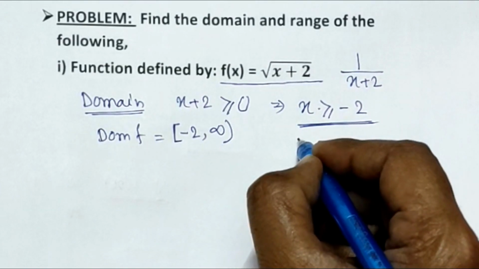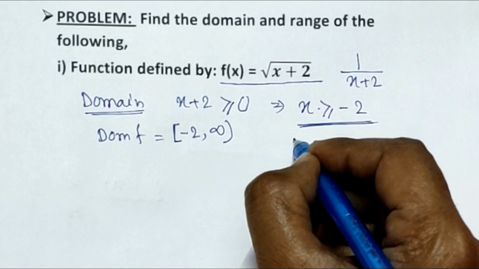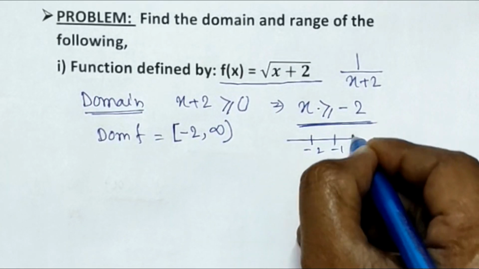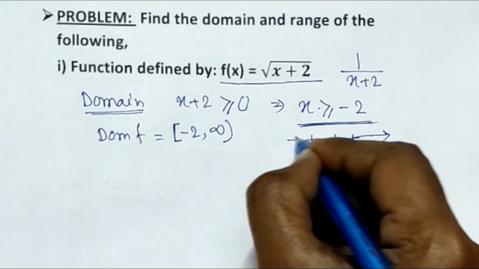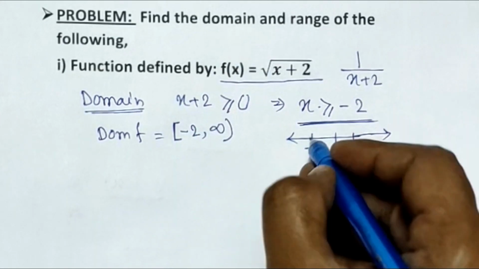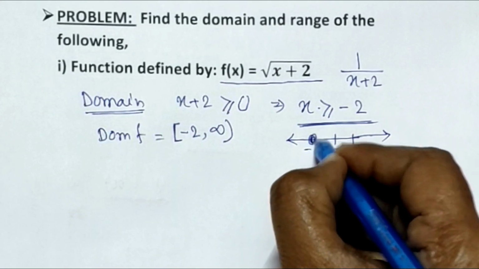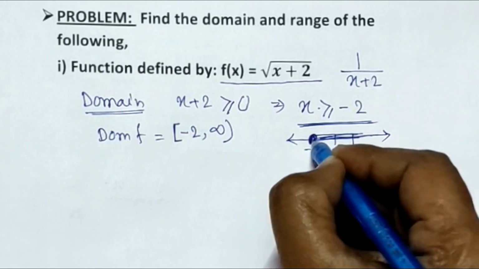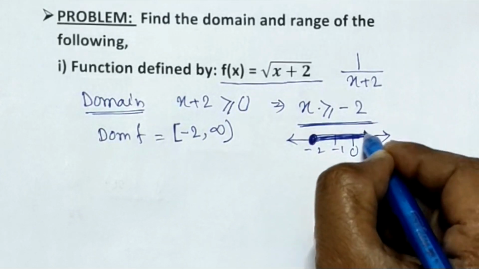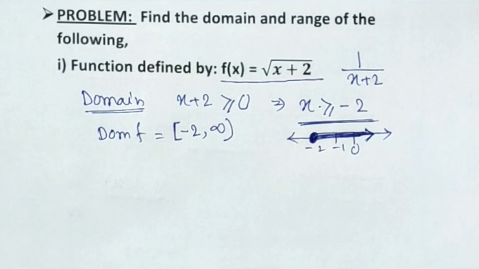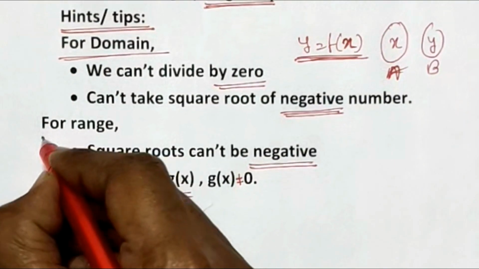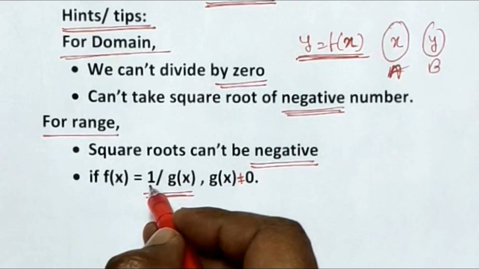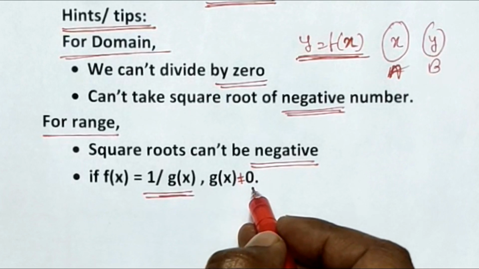If we explain by a real number line, suppose this is minus 2, minus 1, 0 and so on, then the domain will include the point minus 2 up to positive infinity, right? So this is the domain of function f. For range, square root can't be negative. Number 1, if f(x) equals 1 upon g(x), then g(x) can't be 0.